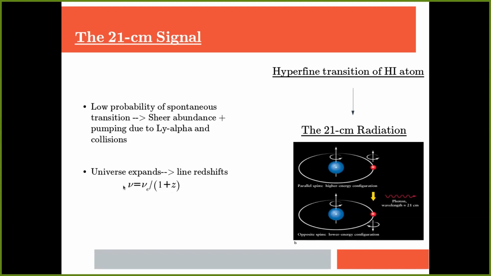So when we are measuring the signal at a certain low frequency, that means that the signal is coming from a particular redshift or a particular distance, and we are looking at a previous time of the universe, right? So here, basically the frequency corresponds to the line of sight distance information for us.